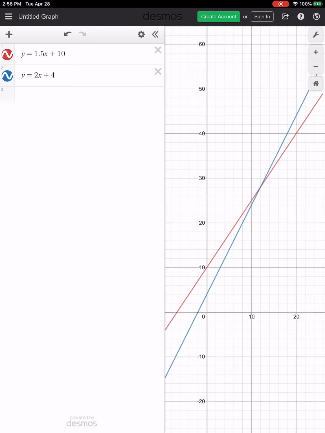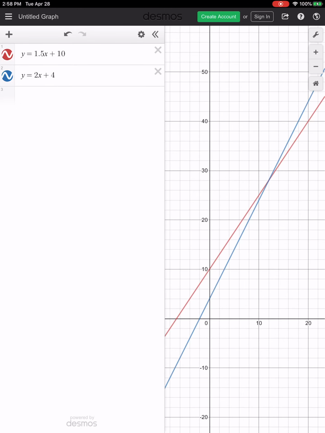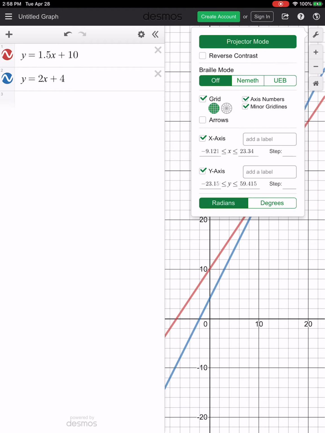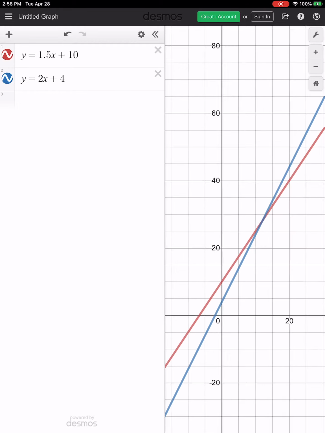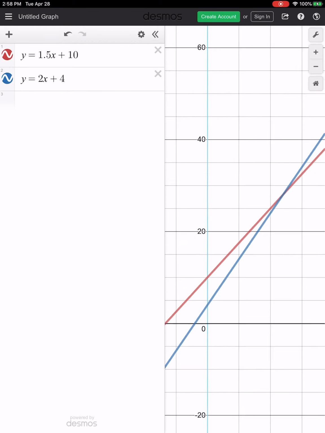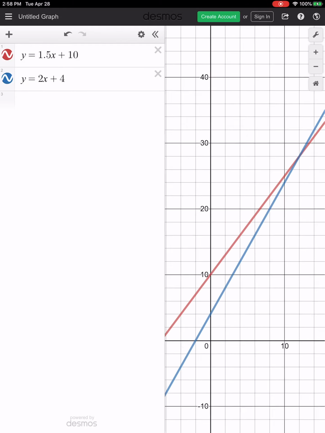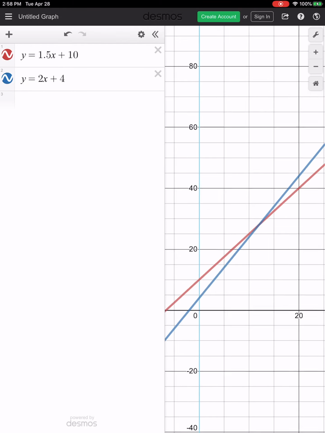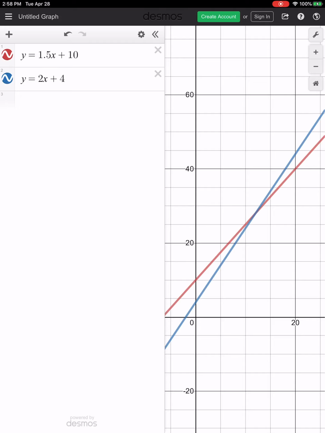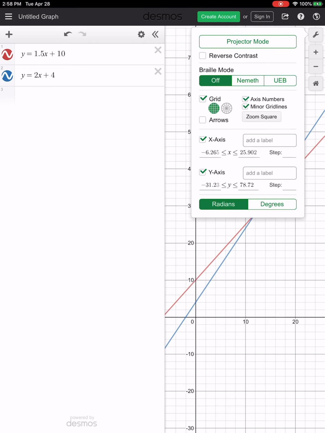I love Desmos because you have two different colors. You can play up here with a little wrench. You can change it so that it brightens or thickens the lines. Again, you can manipulate your graph all you want so that you can see it. Now, the cool thing now is, I'm just going to go back to normal mode.